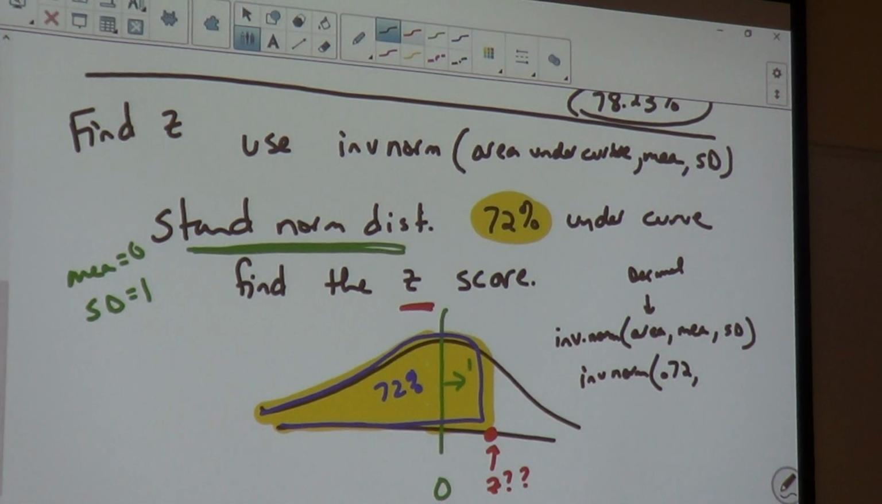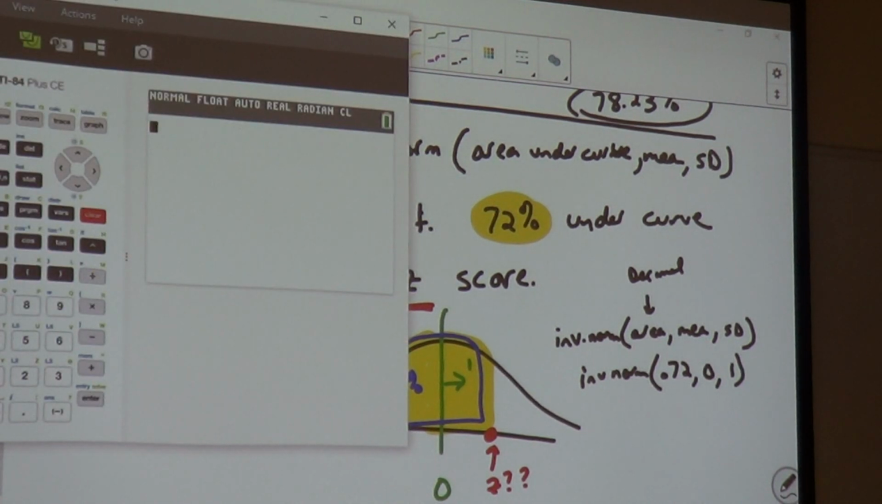0.72. What would my mean be? 0. What would my standard deviation be? 1. Okay? So when I come over here, I'm going to pull it up so that you can see how it's going to be in the second inner. I'm going to pull up an inverse norm.